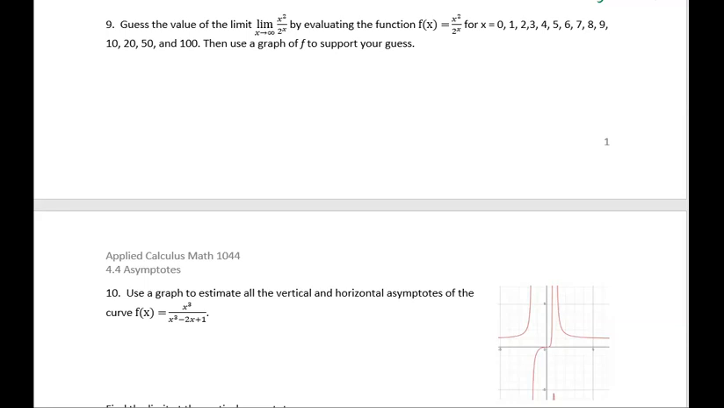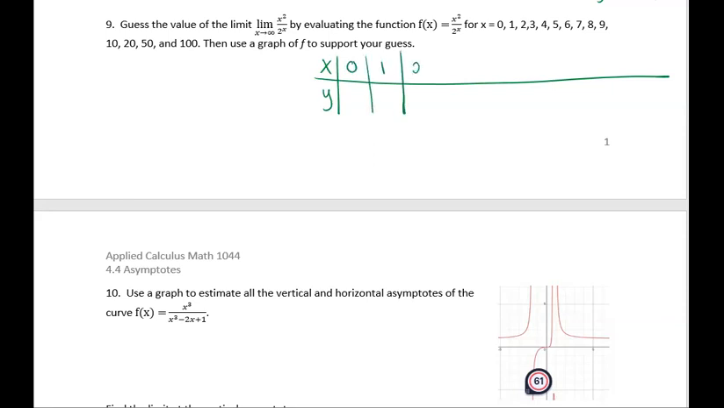So now we need to see if we can figure out the value for y when we have all of these different x values. And then we're being told to use a graph of f to support our guess. So I'm going to make a table for this. And so if I have x, and I have y, and then we can put all these in. So we have 0, 1, all the way up to 10.